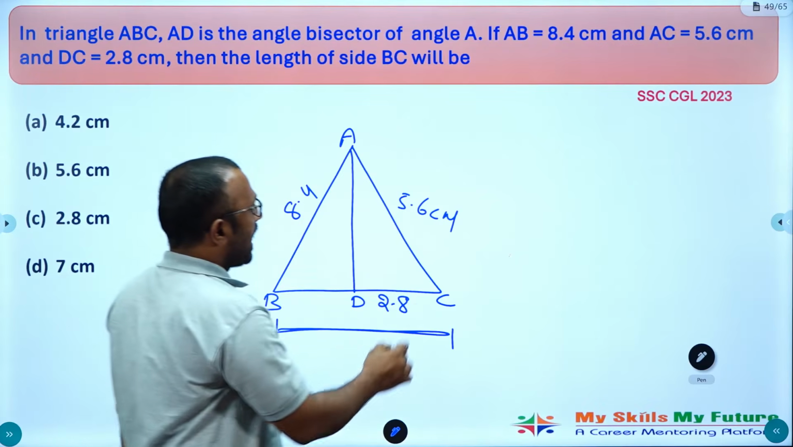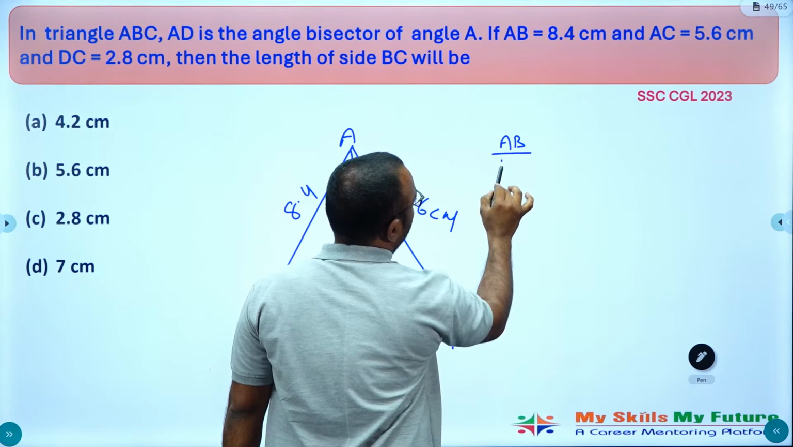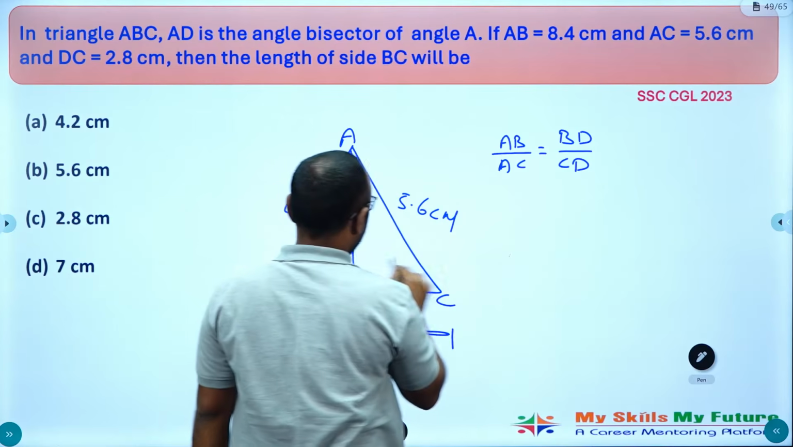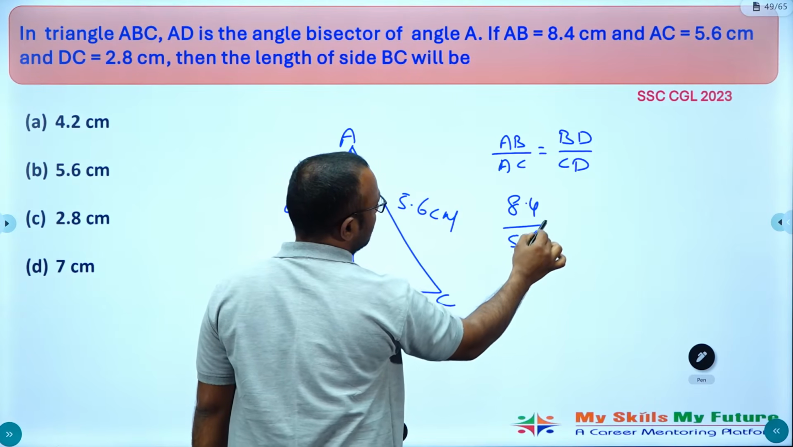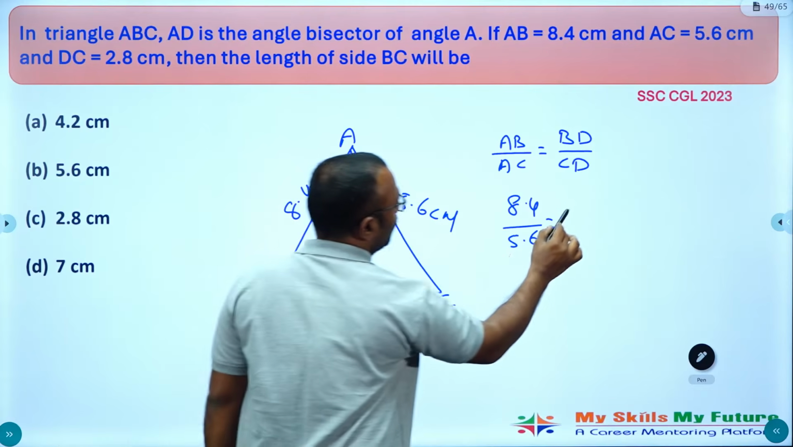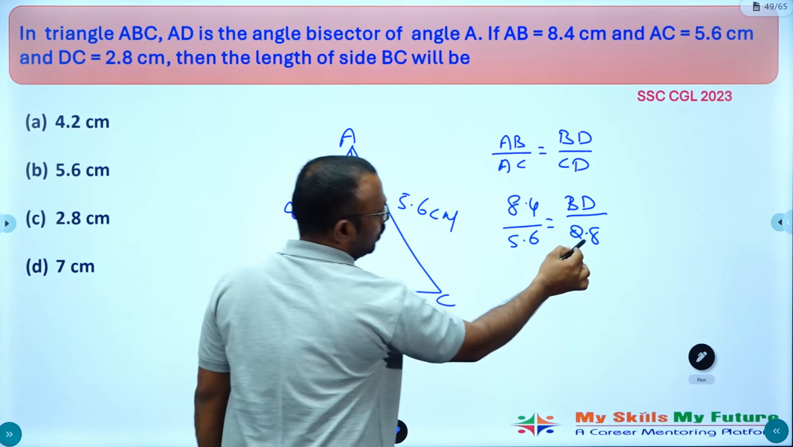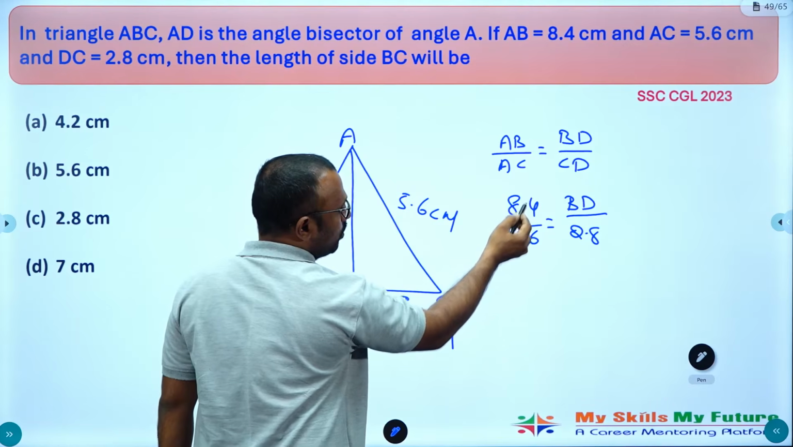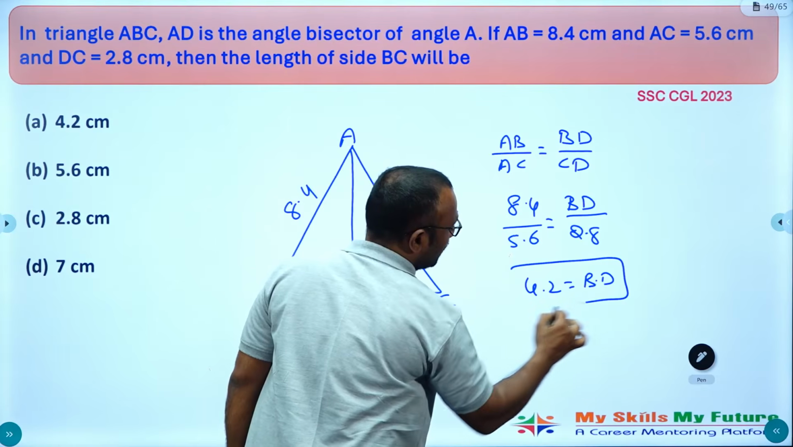Okay, so same angle bisector theorem. See that AB by AC is equal to BD by CD. AB is equal to 8.4 centimeters, AC is equal to 5.6 centimeters. We must find the value of BD, so we don't know the value, just take BD, and CD is equal to 2.8. So 2.8 into 2, we get 5.6. Just divide 8.4 by 2, we get 4.2, which is nothing but BD.